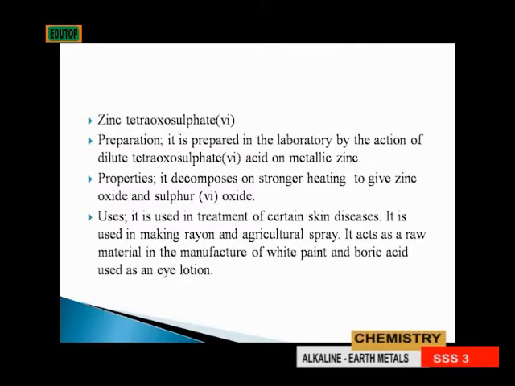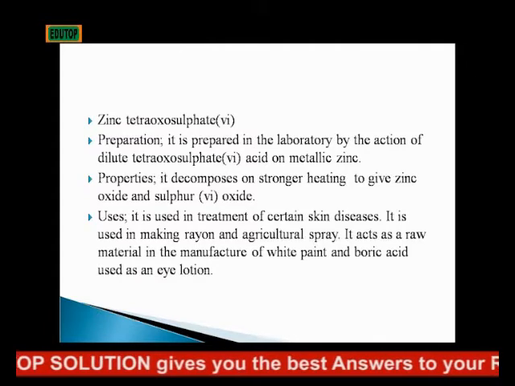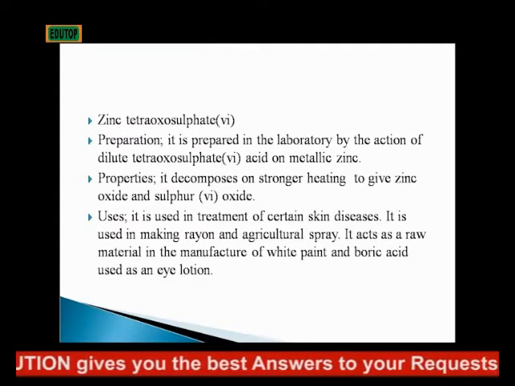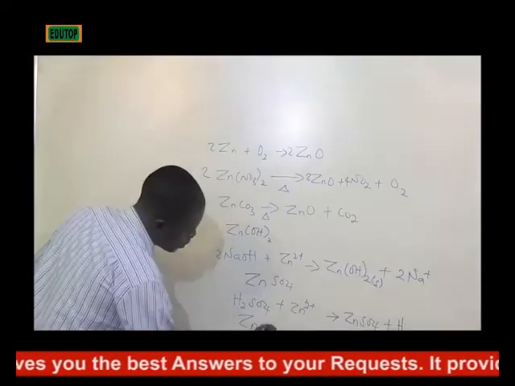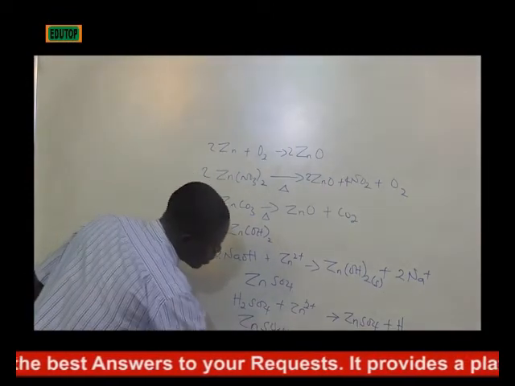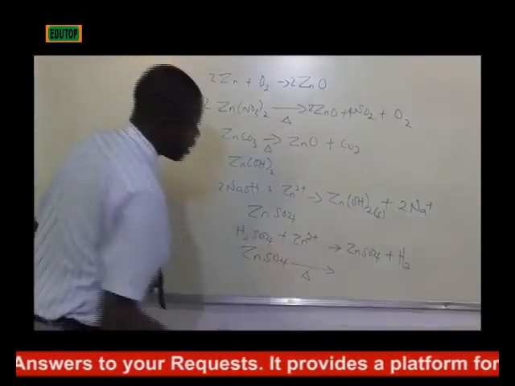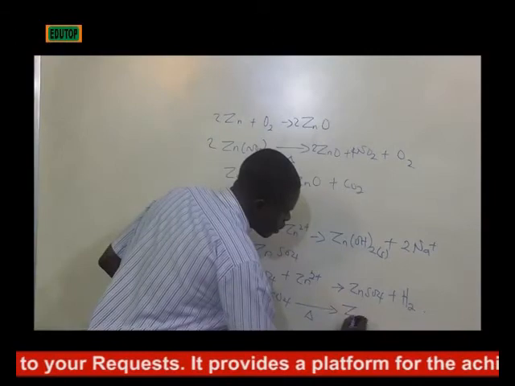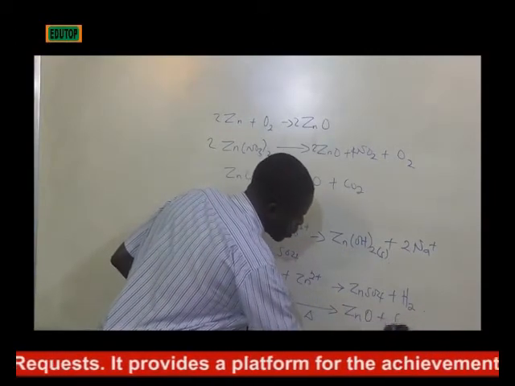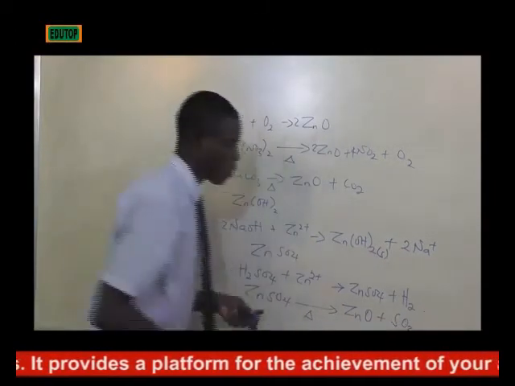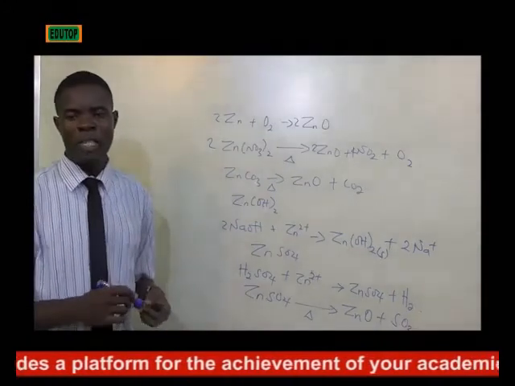Properties: it decomposes on stronger heating to give zinc oxide and sulfur trioxide. Zinc sulfate, when it is heated strongly, gives zinc oxide plus SO3, that is sulfur 6 oxide.